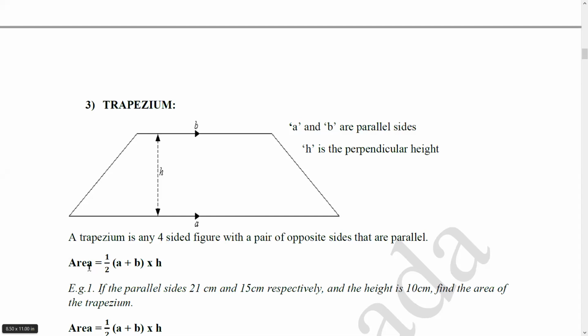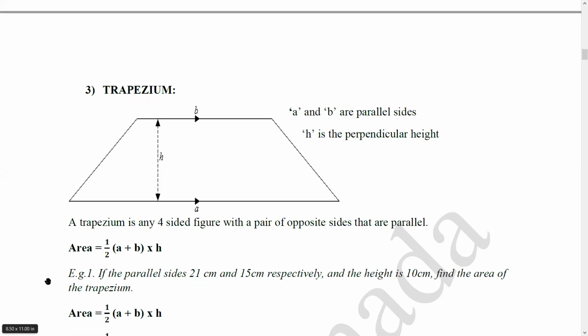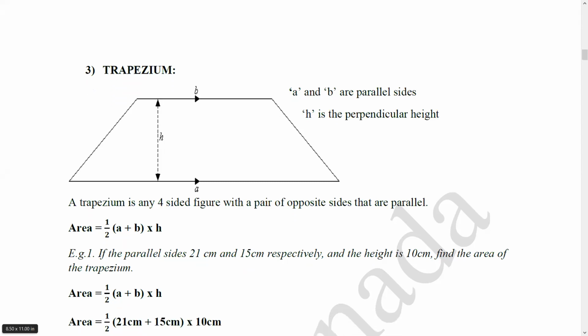So the area of a trapezium is a half of the parallel sides multiplied by the height. So it's a half A plus B by the height, of course. So if the parallel sides are 21 centimeters and 15 centimeters respectively, and the height is 10 centimeters, find the area of the trapezium. So let's see how we're doing that. So again, you state your formula. You always state your formula first, right? So it's a half of 21 centimeters plus 15 centimeters multiplied by the height, which is 10 centimeters. And of course, you can see that I did not leave out my units at all.